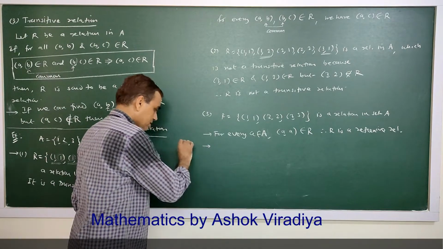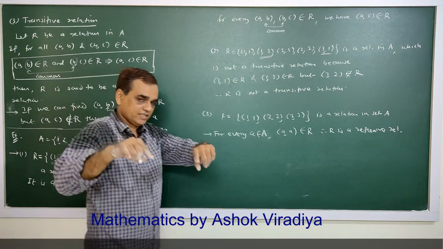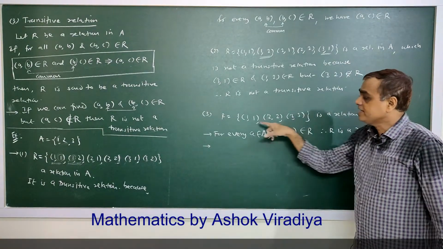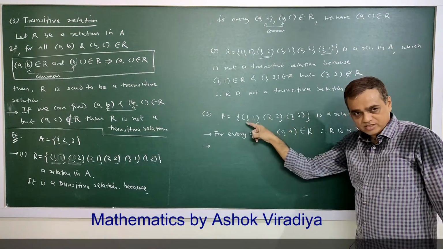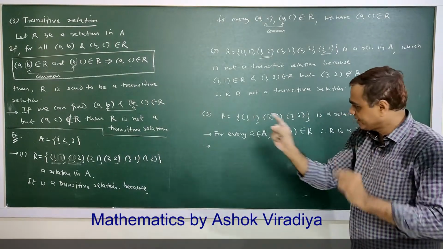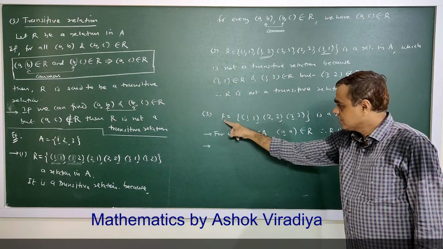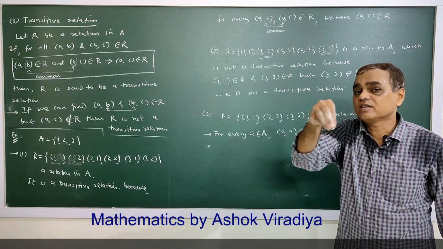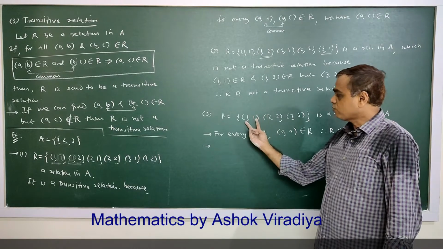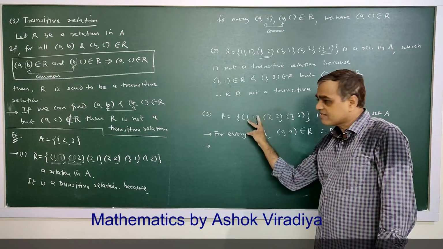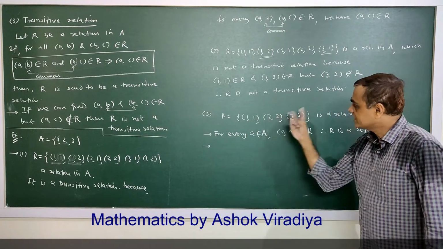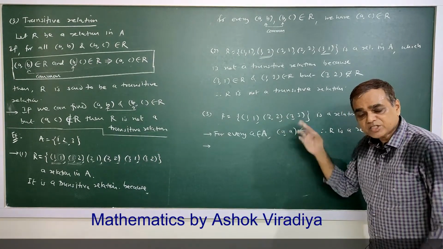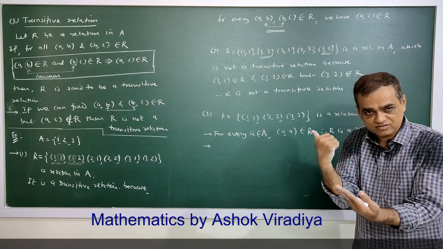Then the next property was symmetric. For symmetric, what do we check? We check in the given relation. We pick every element of R. What is required? The inverse of every element must be in the same set. Say the inverse of (1,1) is (1,1) itself. Inverse of (2,2) is (2,2). Inverse of (3,3) is (3,3). Means inverse of (a,b) is (b,a) itself.